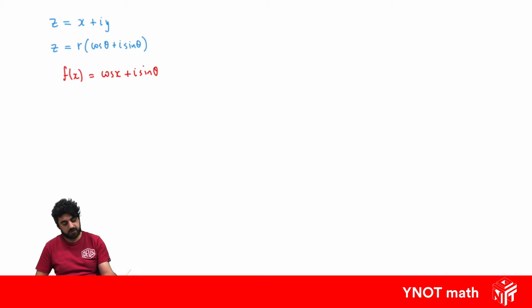So the first thing we're going to do is differentiate this equation. So we're going to go f dash of x. The differential of cos x is minus sin x, and the differential of i sin x, that should be an x, not a theta. And the differential of i sin x, well, i is just a constant, and the derivative of sine is cos, so we get plus i cos x.